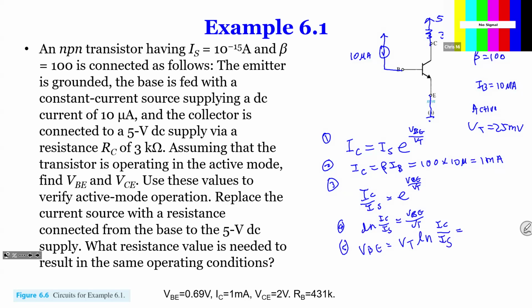Now you plug in the numbers. The one thing you have to be careful about is that IC is in milliamps and IS is 10 to the minus 15 amps, so those two units have to be consistent for you to get the correct number. And VT is 25 millivolts. So you have 25 milli times log of IC, 1 milli, which means 10 to the minus 3, over IS, 10 to the minus 15. You plug in all the numbers, and what you get is 0.69.